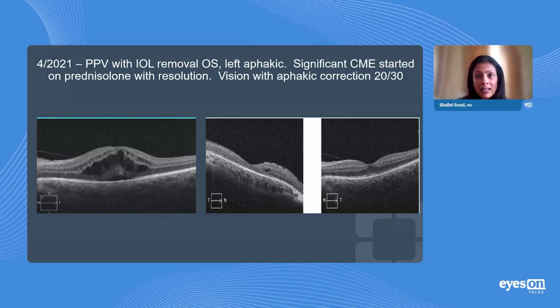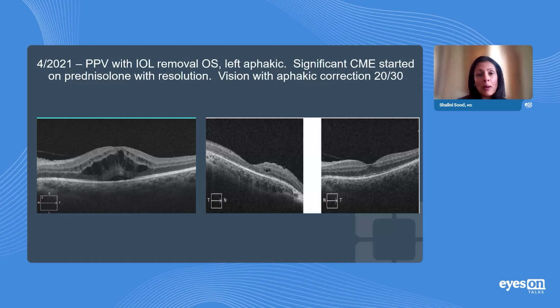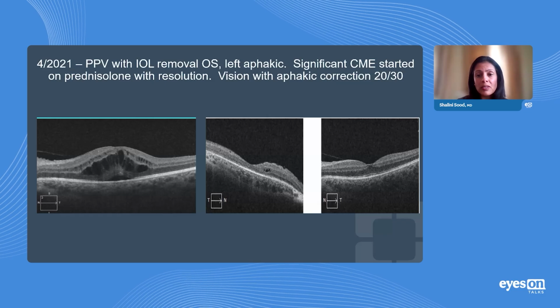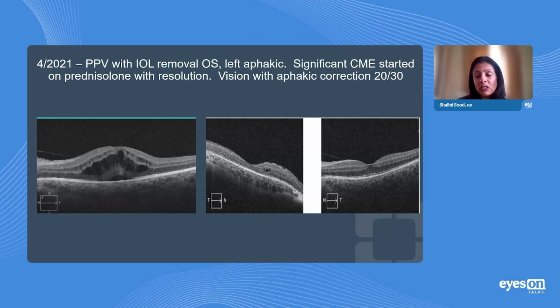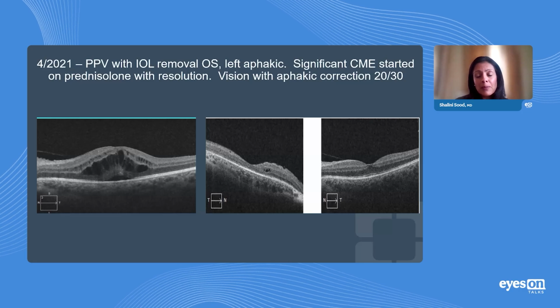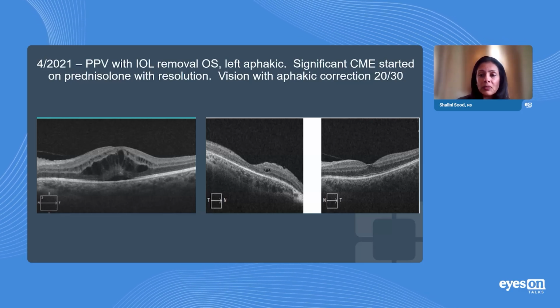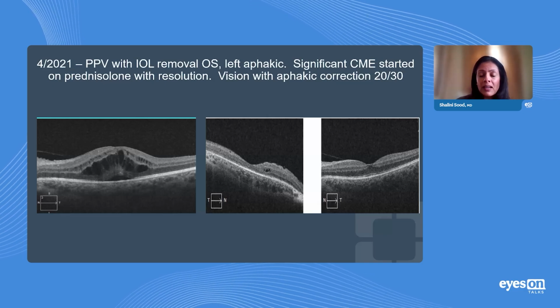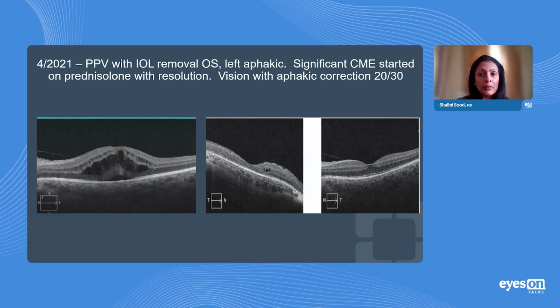She was left aphakic. She had significant CME postoperatively, but with the addition of topical prednisolone, there was resolution, and she did correct to 20/30 in that left eye. And you can see all the way to the right is that resolution in the left eye on the OCT, and in the middle is the right eye. You can see the atrophic retina in that eye with some mild intraretinal fluid.